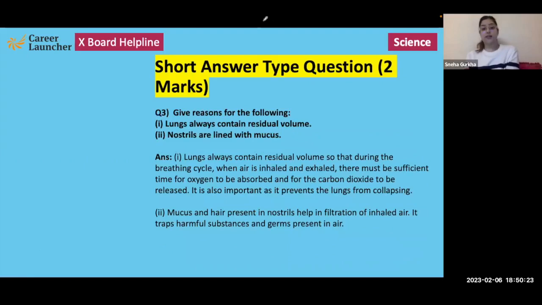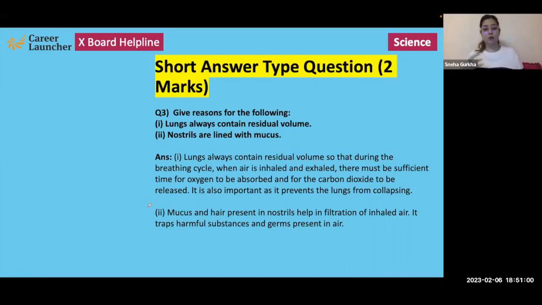So again, it consists of 2 subparts. The first part says you have to give reasons for the following. First part is lungs always contain residual volume. So why do lungs always contain residual volume? You have to give a reason for this. So basically, no matter how forcefully we exhale, there is some amount of air which always resides inside the lungs. The lungs are never completely empty or never completely devoid of air.